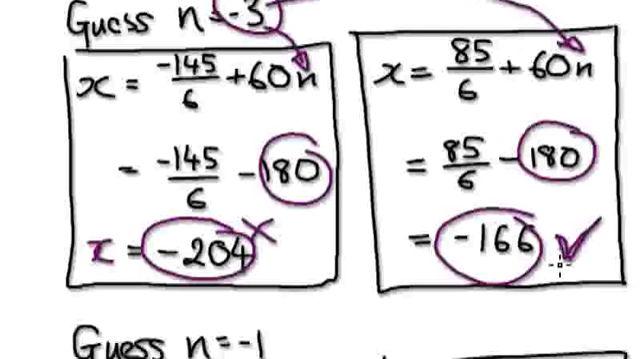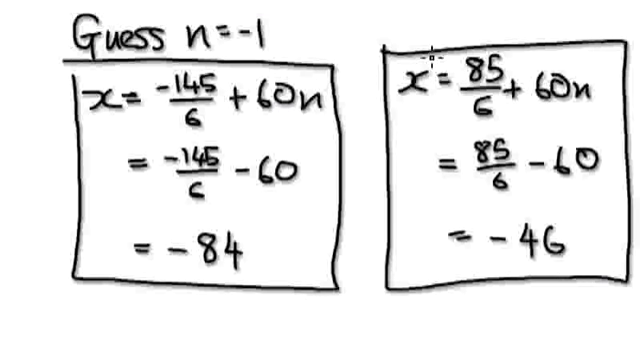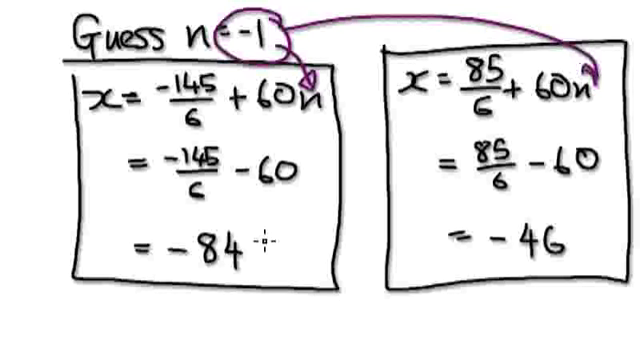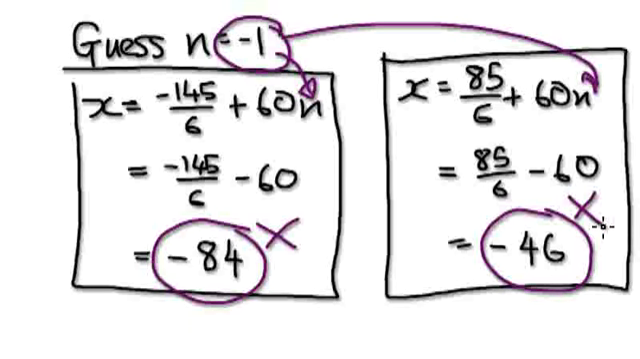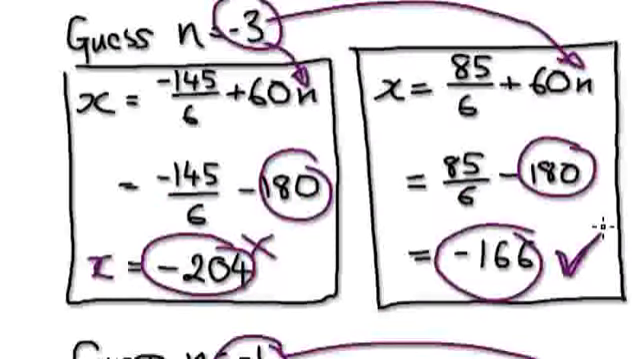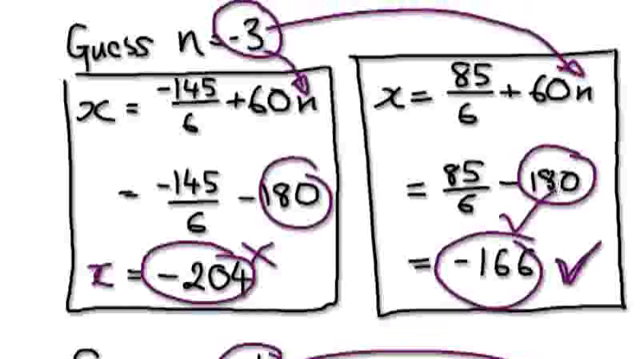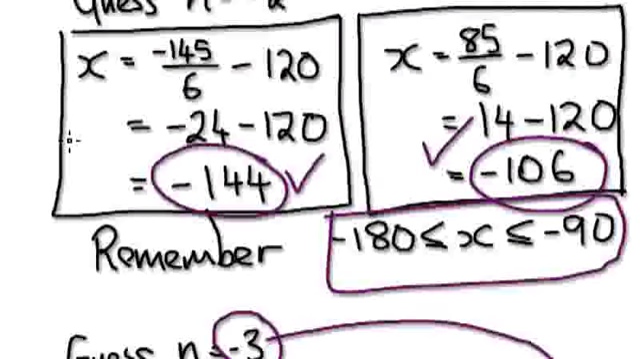Then if you try negative 1, if you put negative 1 into the n here and into here, it gives us this. This is a bad solution because it's beyond negative 90. And this one here is also beyond negative 90, so this is a bad solution. So we've only got three good solutions. This one lies within our range, this one lies within our range, and this one lies within our range. So we've got three solutions.